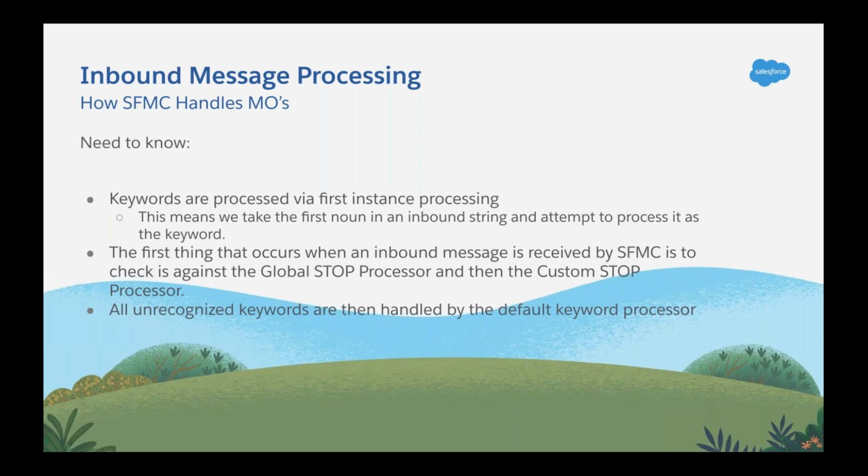And so the first thing that happens when we actually get an inbound message is we check it against what's called the global stop processor, and then followed by the custom stop processor. This way we ensure that subscriptions and then also the wishes of the end user are the first thing that are respected. So before we do any other sort of logic, the first thing that always happens is we check, is this message an indication that an end user wants to be unsubscribed? And then all unrecognized keywords are actually handled by something called the default keyword processor.